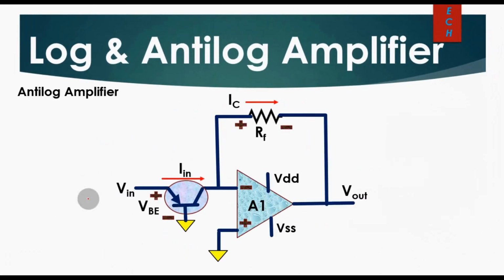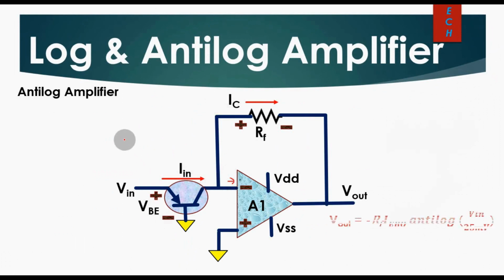Let us consider now the anti-log amplifier. In the anti-log amplifier, this resistor and transistor are swapped. In place of the resistor we put a transistor, and in place of the transistor we put a resistor. Okay, so this is VBE, this is I in, which is the same as IC. So I in equals IC, since there is no current flowing through this inverting terminal, right?